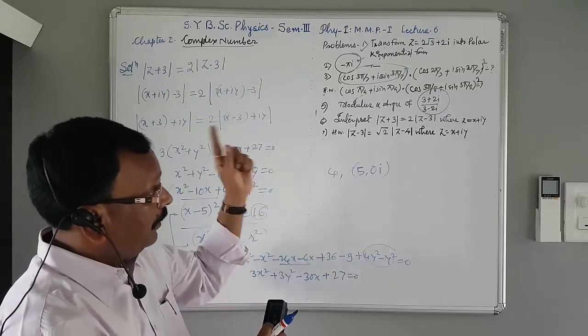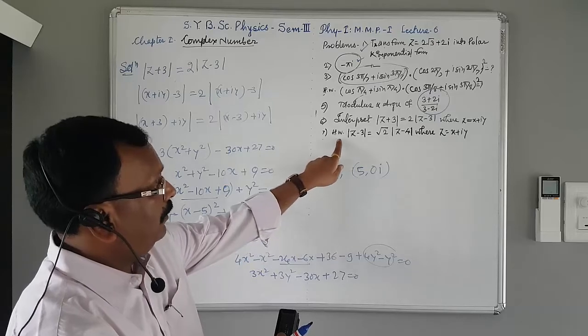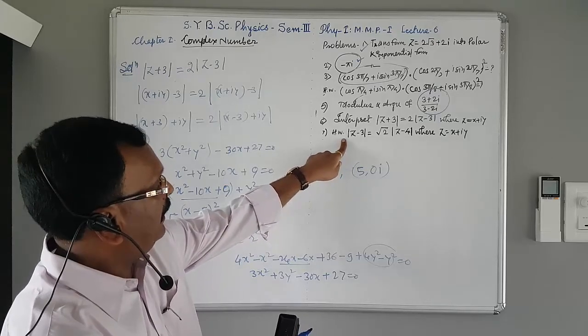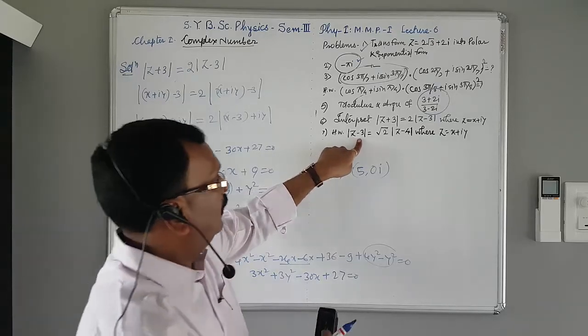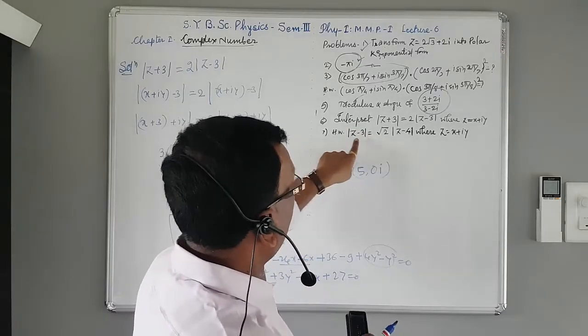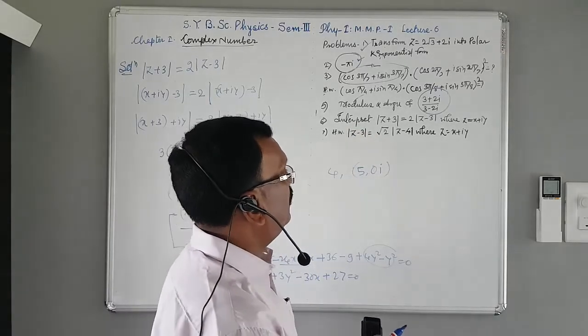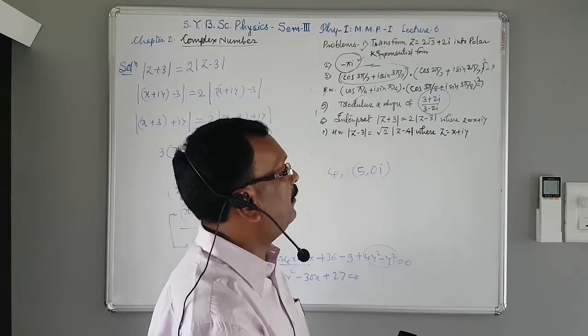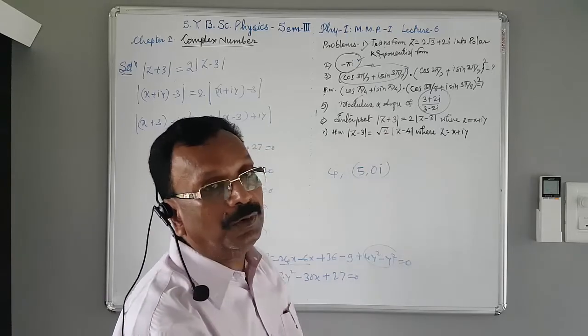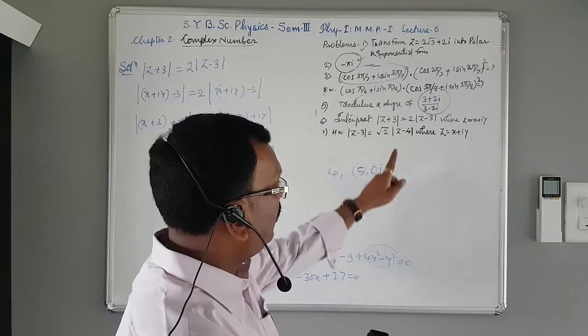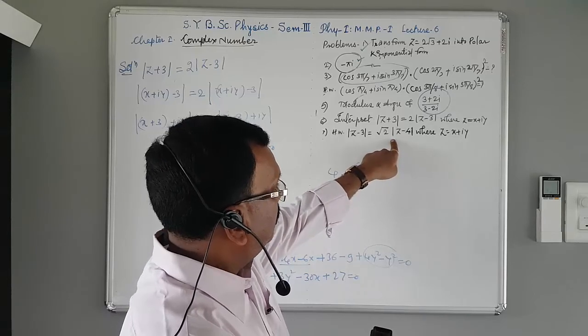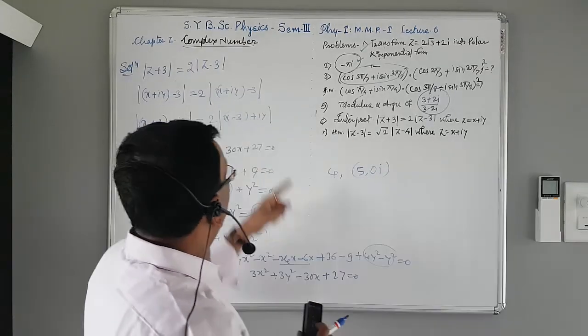In this way, we can again solve one more problem, and this problem is for your homework. You can solve this problem, that is mod of z minus 3 is equal to root 2 into mod of z minus 4, where z is equal to x plus iy, and you can solve this problem at your home.